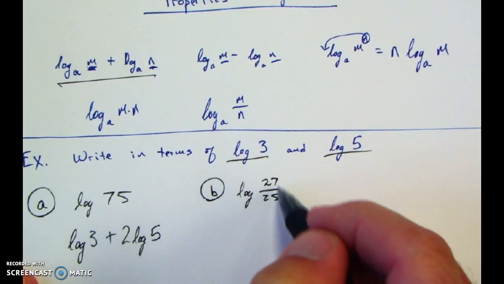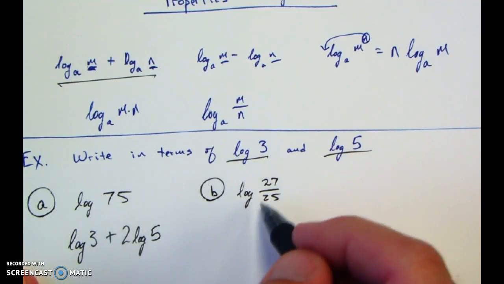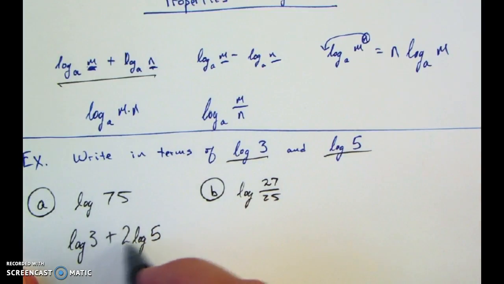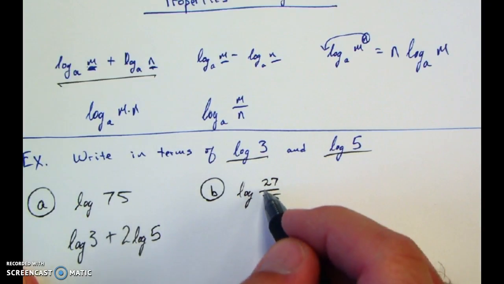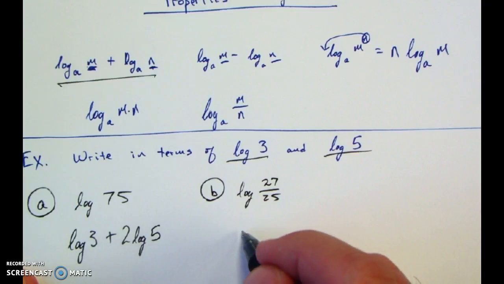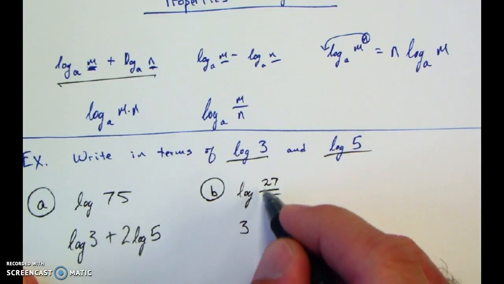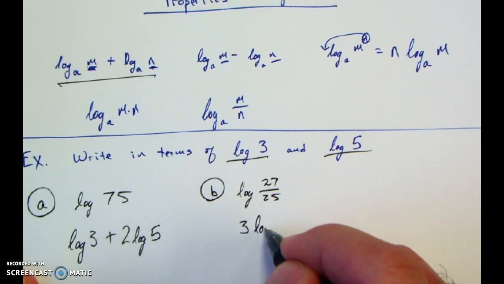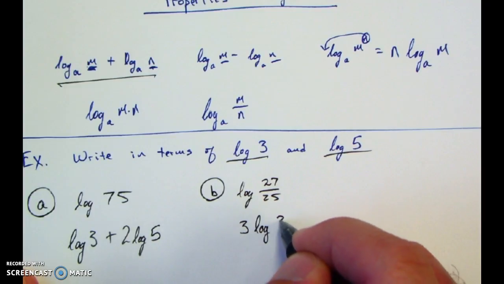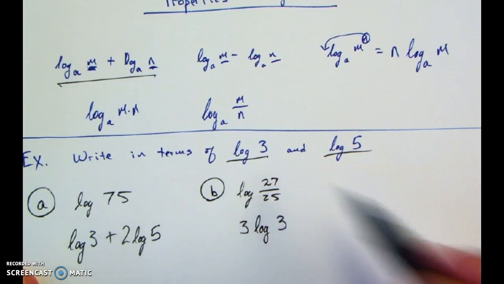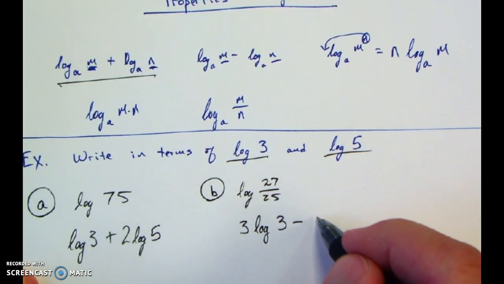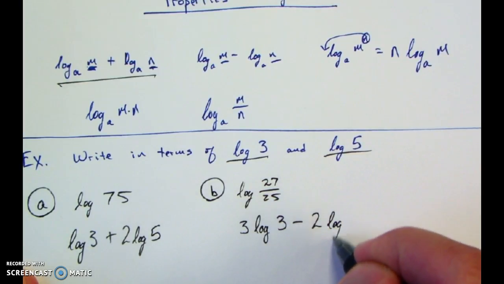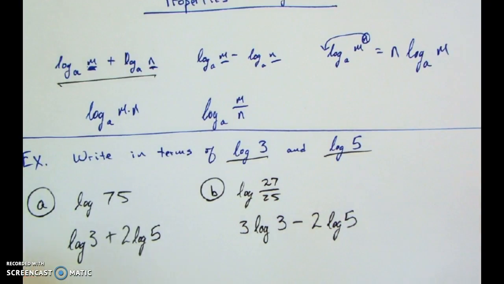Here we have log of 27 divided by 25. Again, the log of 25 we could think of as 2 log 5. As far as that 27, that'd be like 3 cubed. To give us our division, we are going to subtract them. So if I have 3 times the log of 3, that gives us our 3 cubed. That's the 27, minus, there's our division, and then we have 2 log 5. Remember, that would be 5 squared, so that's our 25.